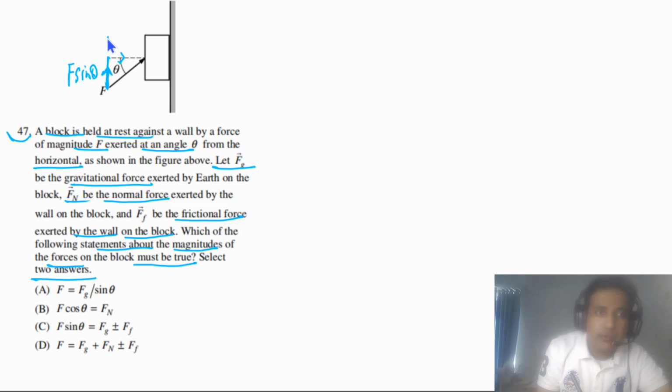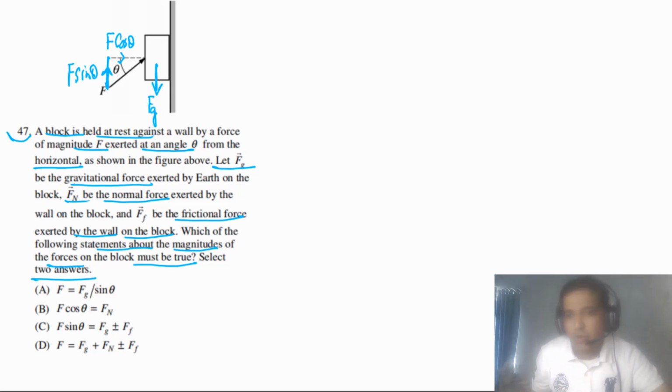And with angle, this component has to be F cosine of theta. We can also draw the force of gravity that is acting on the block. We can say this one is Fg. And the normal reaction force acting on the block by the wall. This force is pushing the block to the right, and the block will push the wall with the same force, and the wall will push the block to the left. So there is a force on the block by the wall, and this is Fn.